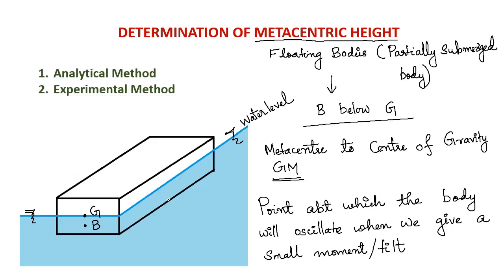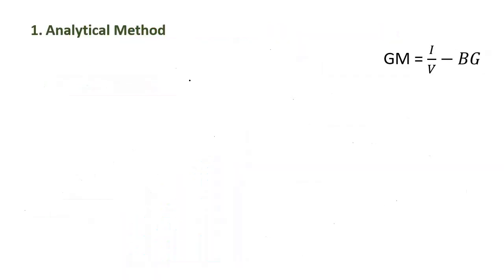A ship is an example of a floating body. This oscillation is very common in floating bodies. The floating bodies will be oscillating about a point, and that point is the metacenter. The distance from metacenter to center of gravity is the metacentric height GM. There are two methods to determine the metacentric height: one is the analytical method and the second is the experimental method. First we will see the analytical method.